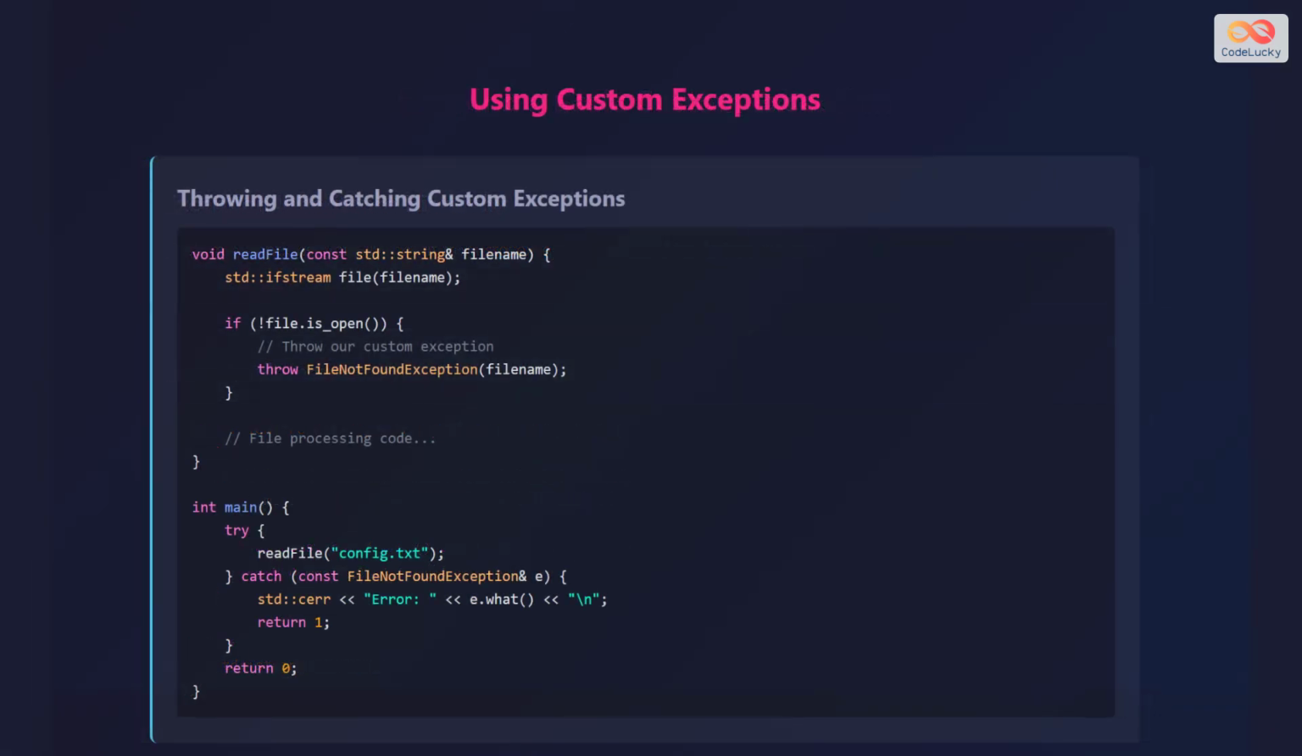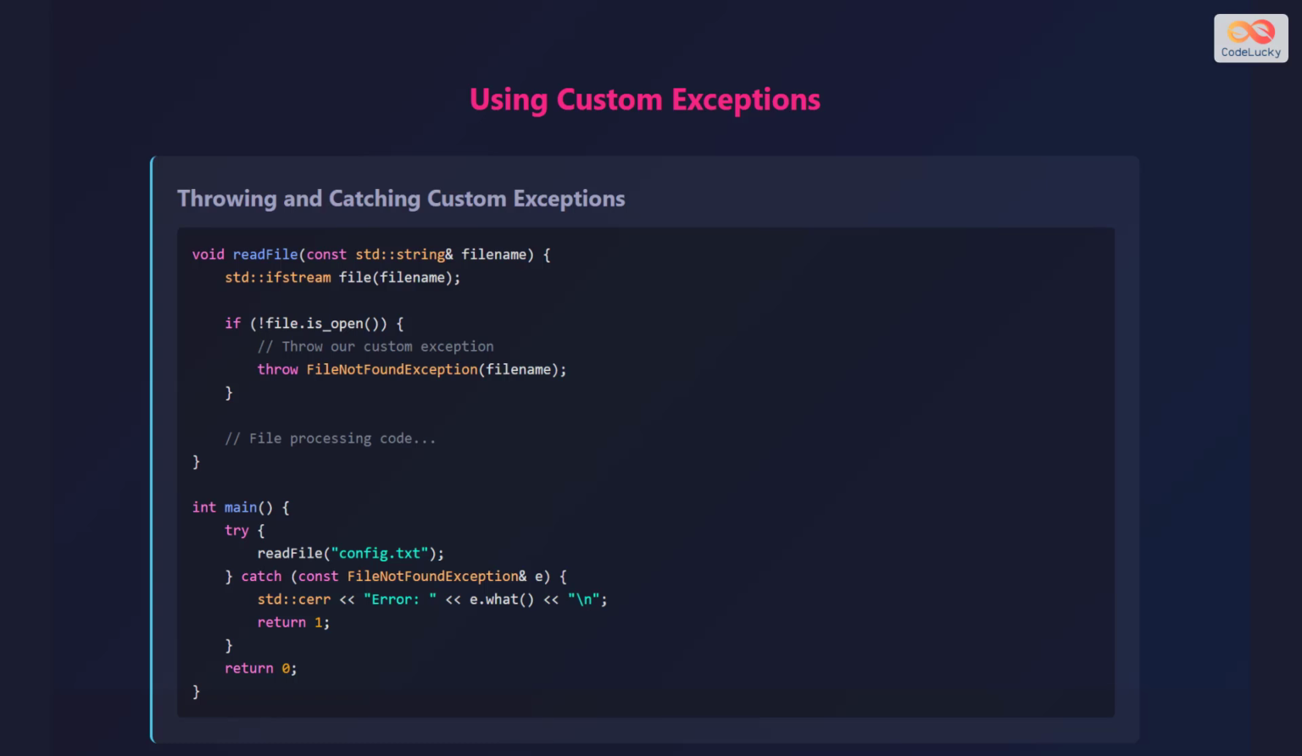Now let's look at how to use custom exceptions in your code. Here's an example. We define a function named readFile that takes a file name as input. Inside the function, we attempt to open the specified file. If the file cannot be opened, we throw our custom FileNotFoundException, passing the file name to the exception's constructor.